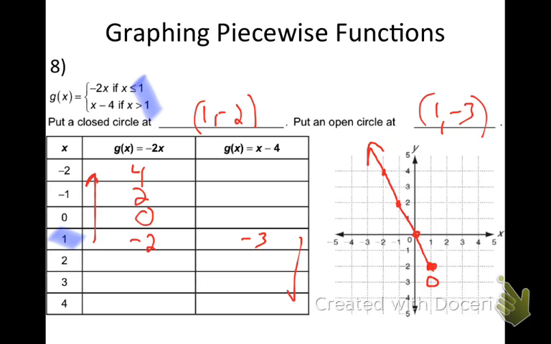And then I go greater than. So I plug in 2, 3, and 4, and I get 2, -2, 3, -1, and 4 and 0. And my other function looks something like that.